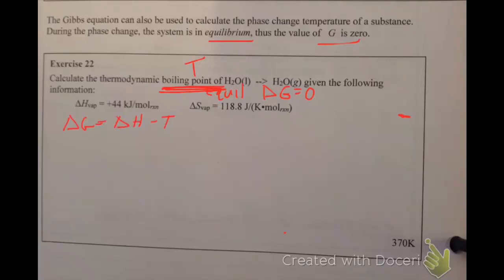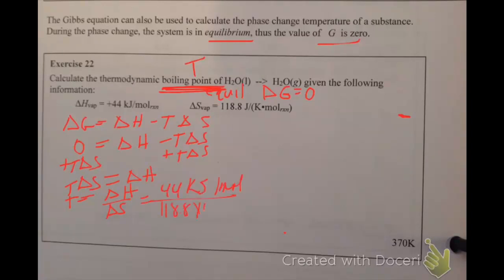So delta G equals delta H minus T delta S. I set delta G equal to 0. I rearrange the equation by adding T delta S to both sides, and I get this. I solve for T, which is delta H over delta S, and I get 44 kilojoules per mole. I've got to adjust the delta S by using the 10 to the minus 3 to get it to kilojoules, and I get a value of 370 K. That's my boiling temperature.